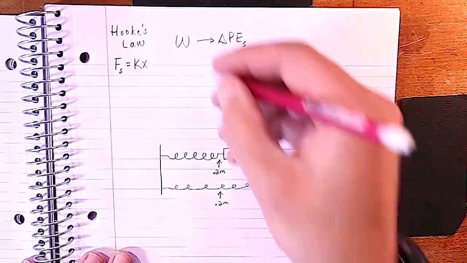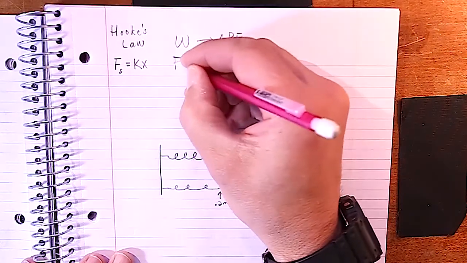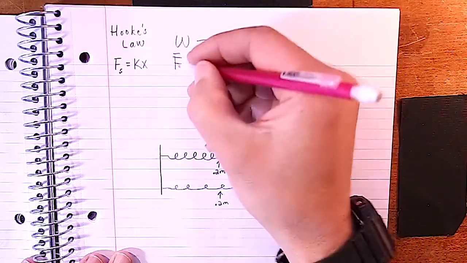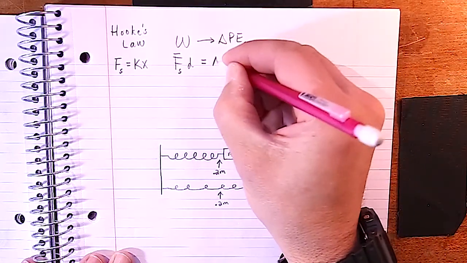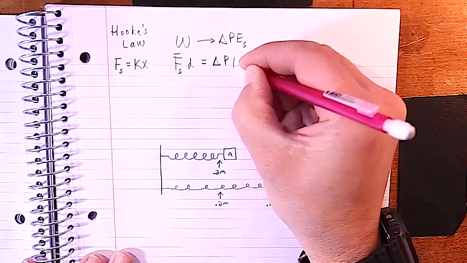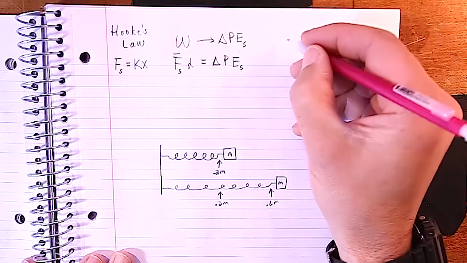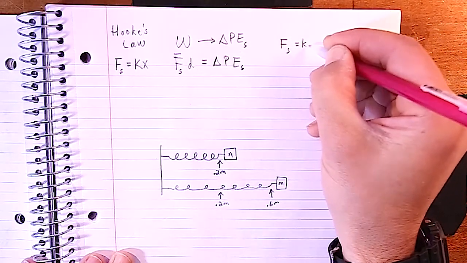And let's go ahead and put in our FD. But when we put in our FD for this, that has to be the average force. That's going to be due to the force of the spring, and that's going to give us our delta PES. Well, what's the force of the spring? Well, the force of the spring is equal to Kx.